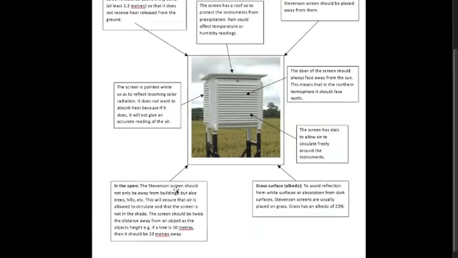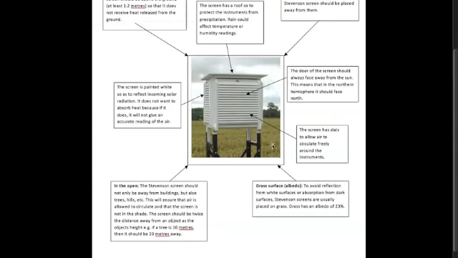It's also in the open. It should not only be away from buildings, but also from trees and hills. This will ensure that air is allowed to circulate and that the screen is not in the shade. The screen should be twice the distance away from an object as the object's height. For instance, if a tree is 10 meters, then it should be 20 meters away.